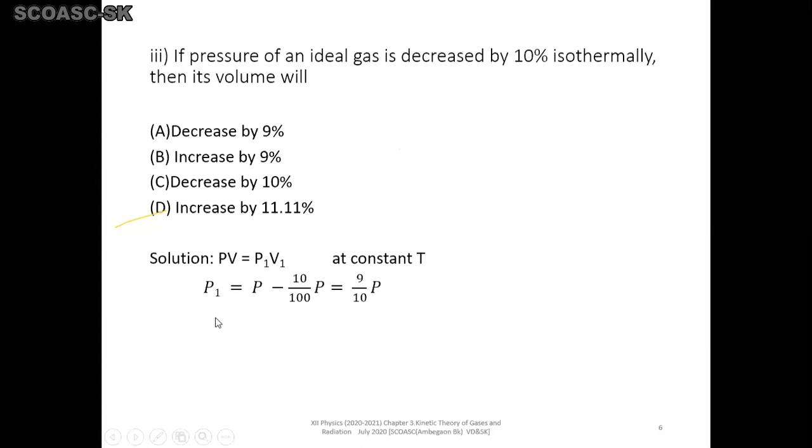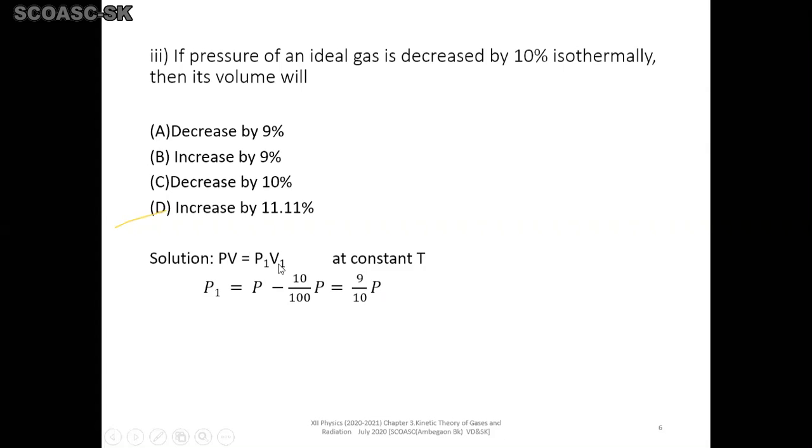Okay. Now, what is P1? What they have said is, if the pressure of an ideal gas is decreased by 10%, the original pressure was P, now the pressure is P1. What is P1? P1 is the decrease in the initial pressure by 10%. So it is going to be P minus 10 by 100 into P. That is nothing but 9 by 10 P.